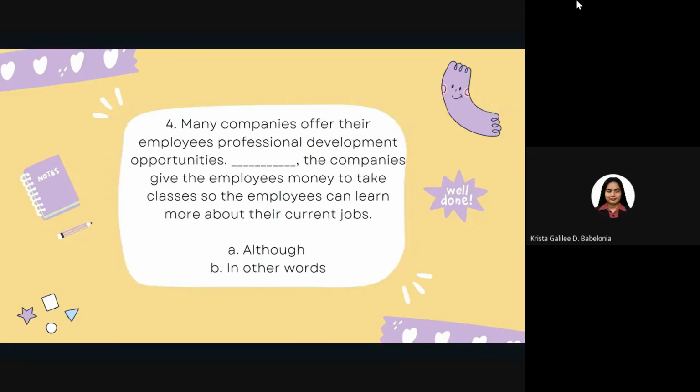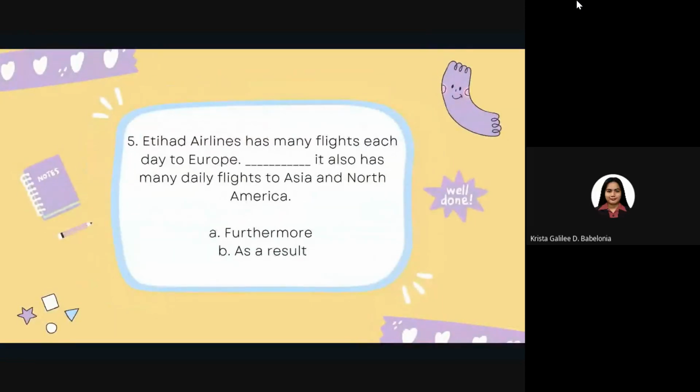And the last one, Etihad Airlines has many flights each day to Europe. Blank, it also has many daily flights to Asia and North America. Is it A, furthermore, or B, as a result? Correct. The answer is letter A, furthermore. Etihad Airlines has many flights each day to Europe. Furthermore, it also has many daily flights to Asia and North America.